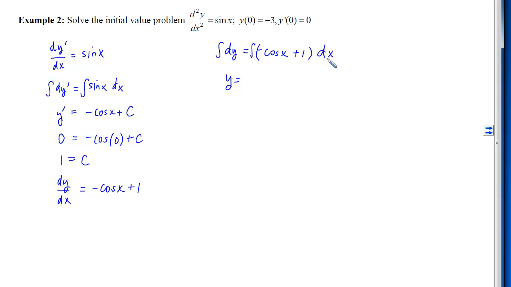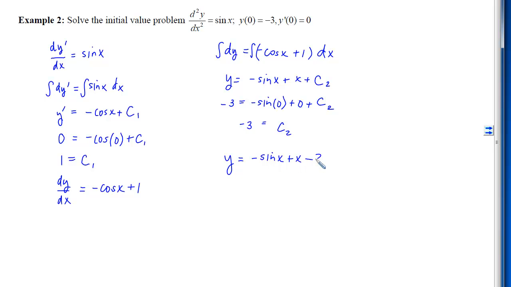What did I take the derivative of with respect to x that gave negative cosine x plus 1? Well, that's a negative sine x plus another constant. So I'm going to put a subscript of 1 on this first constant and a second subscript so that I know that they're different constants. In order to solve for c sub 2, I need to use a point that is on y. The point that I have on y is an output of negative 3 when the input is 0. Solving for c2 yields the answer negative 3, so I plug that back in and I get y equals negative sine of x plus x minus 3.